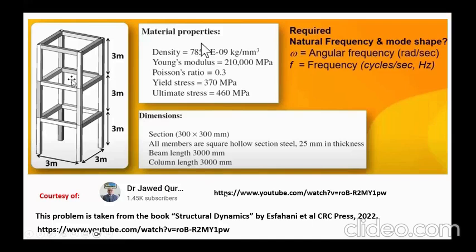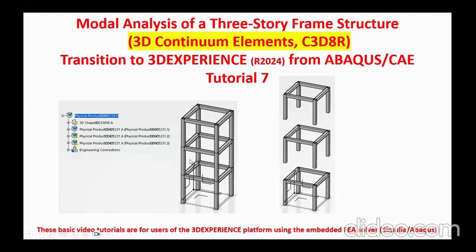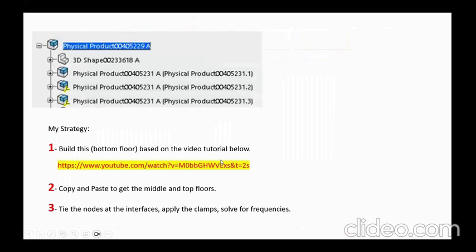Now, my strategy to do this problem, essentially the geometry shown here, is to follow a tutorial that I've made in this link, but with one difference. What I do is I basically create the bottom floor as an assembly. And then once I get that, I do a copy paste of this sub assembly, the first floor, into the main assembly, and then move them apart and proceed with the problem. Okay, copy paste, and then apply the restraints, etc.